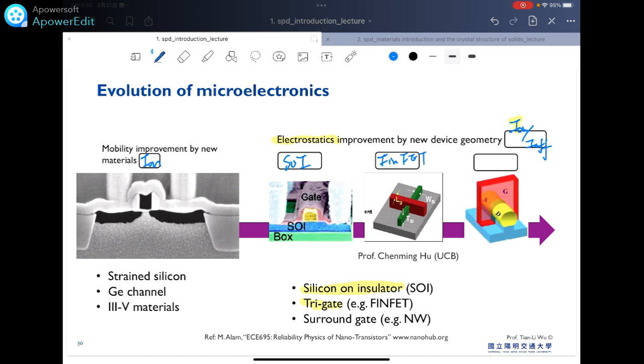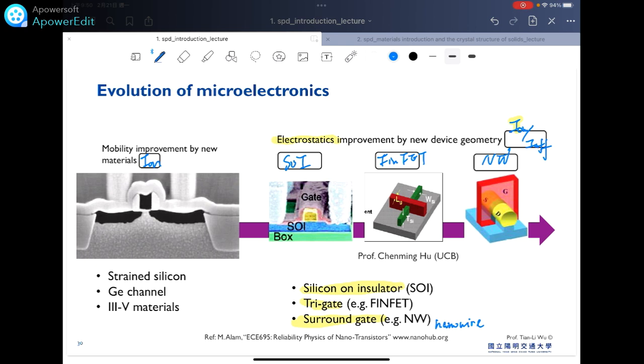And the FinFET structure was first proposed by Professor Chen Minghu from UC Berkeley. And also, beyond the FinFET, we have what we call the surround gate here. Usually the surround gate can be realized in different ways, either by nanowire or gate-all-around. These are all somewhat similar, but mainly we try to put the channel completely covered by our gate dielectric here. So that's why we call it the surrounding gate. So it could be, for example, this is what we call the nanowire device here.